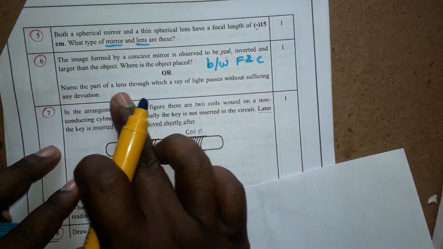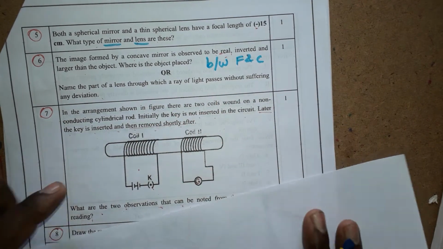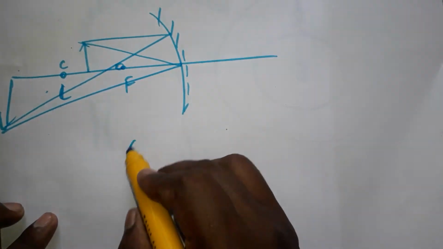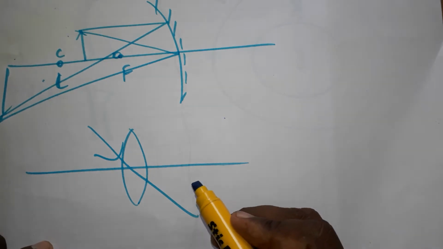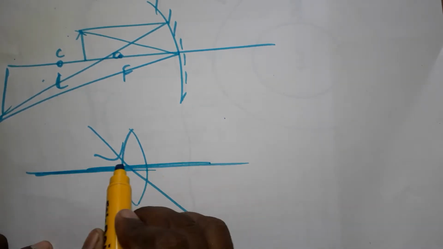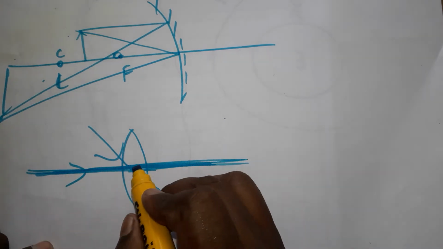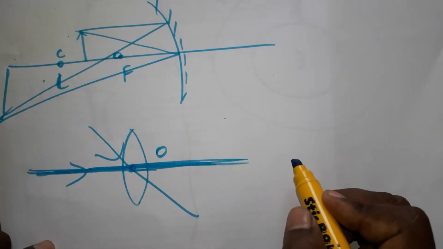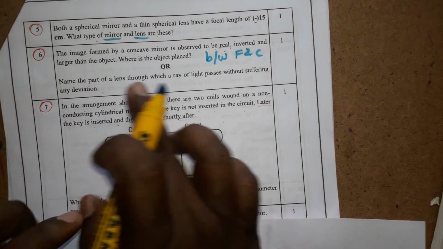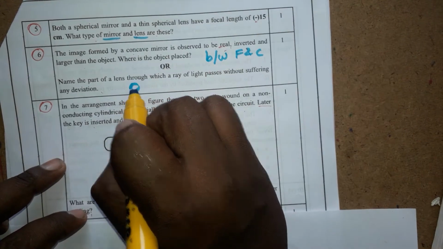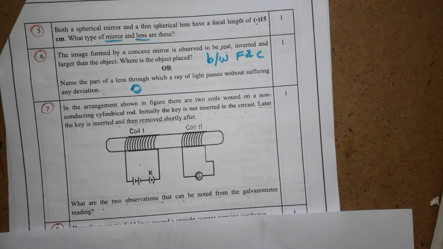The next question: name the part of the lens through which a ray of light passes without suffering any deviation. When light passes through the optical center, as per the sign convention, it passes straight undeviated. Otherwise, the same point applies to the principal axis: when it travels along the principal axis, it also passes through the optical center. The ray which passes through the optical center goes straight without deviation. So the answer is the optical center of the lens. It passes undeviated and straight.